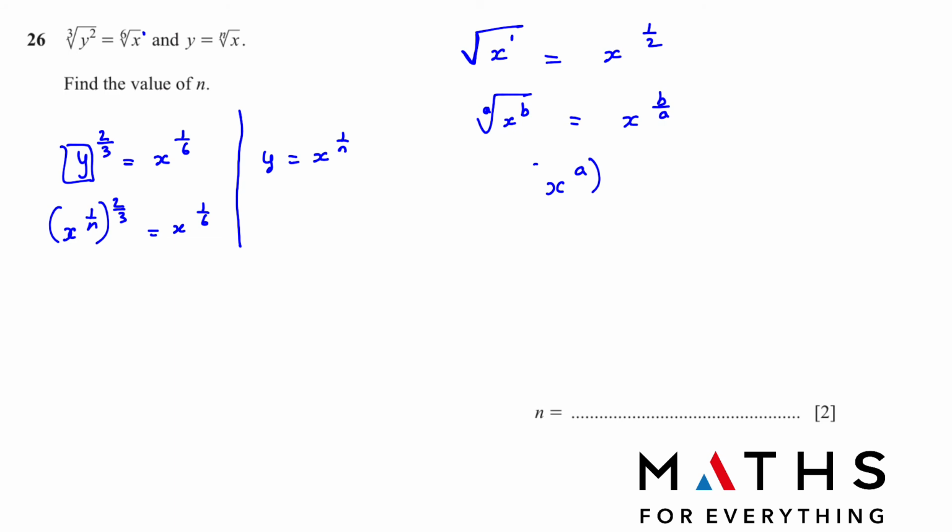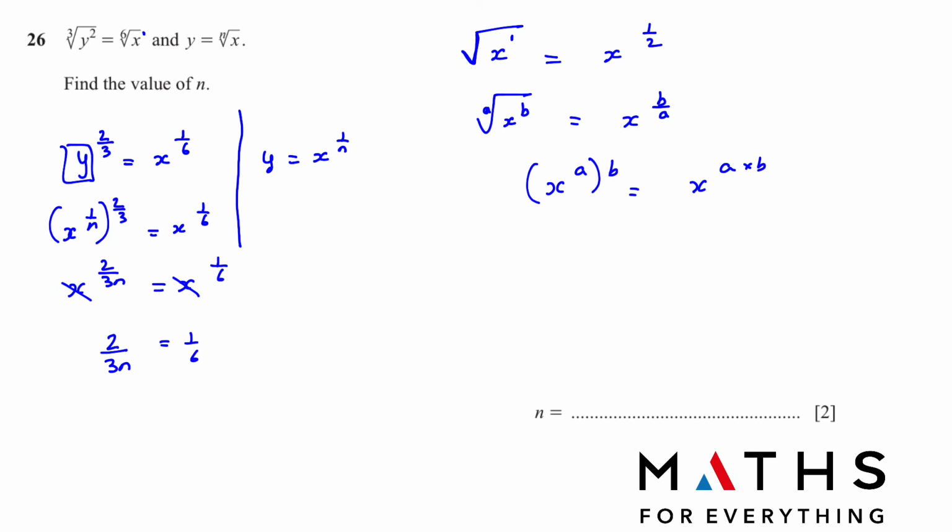The indices rule tells us that if we have a power in the bracket and a power outside, we multiply the powers. So we are going to do that. 1 multiplied by 2 is 2 and n multiplied by 3 is 3n. The other rule of indices is if the base is the same, the powers are equal. So now we are left with 2 over 3n is equal to 1 over 6.